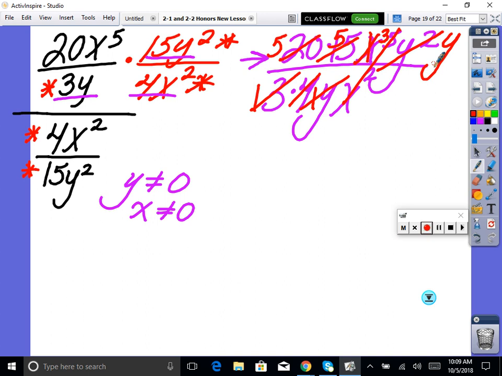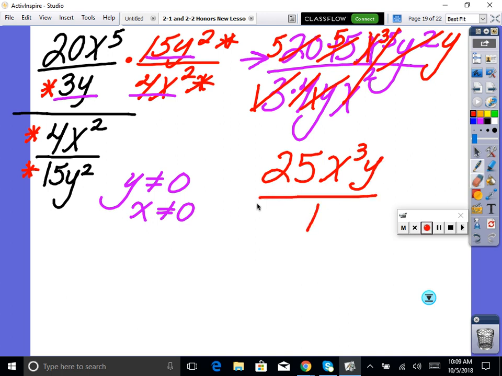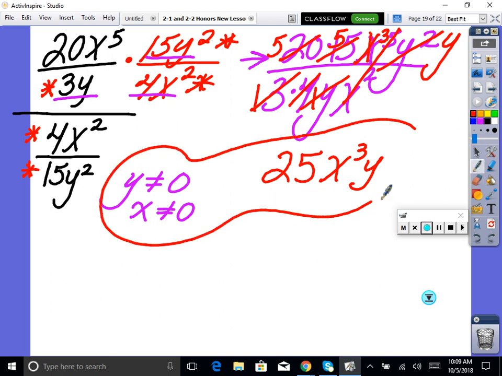So now what was left on top? 5, x cubed y. And then on bottom we had divided by 1, which is not necessary to write. So then we would just circle our answer.